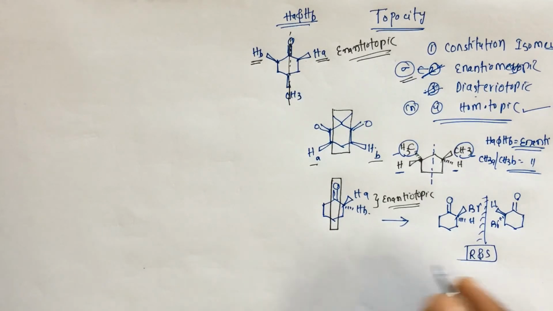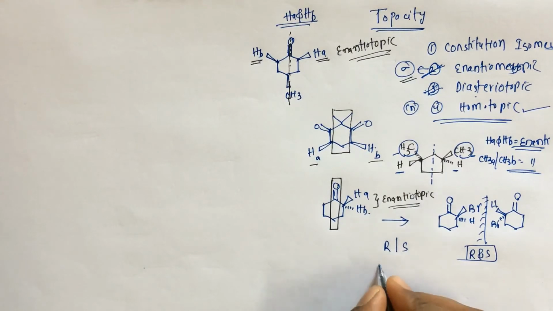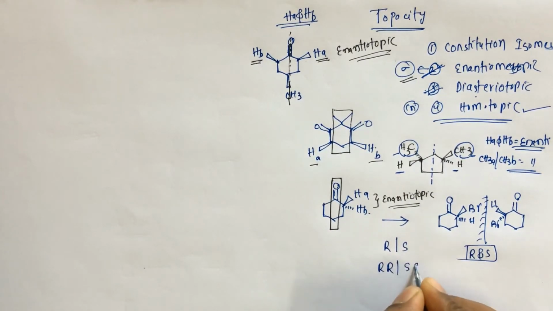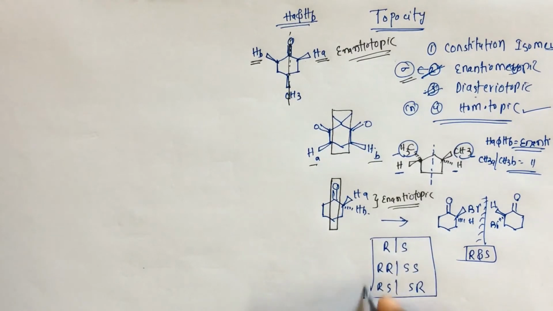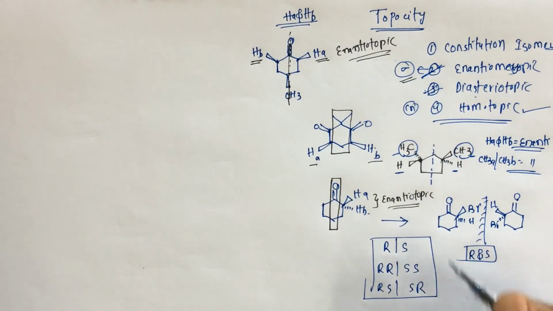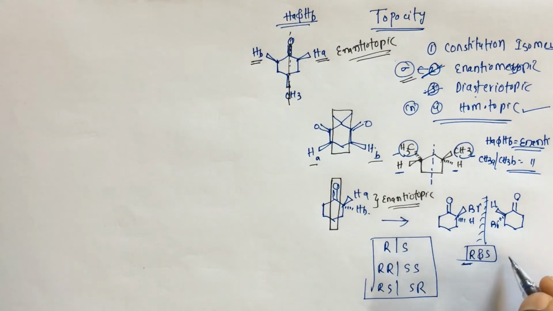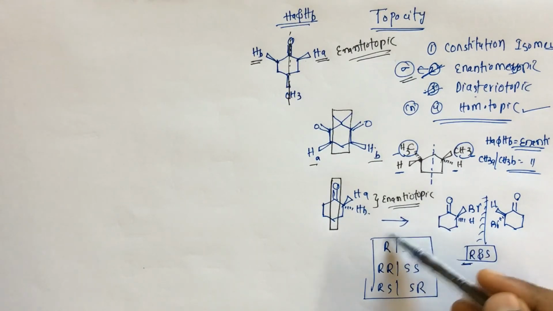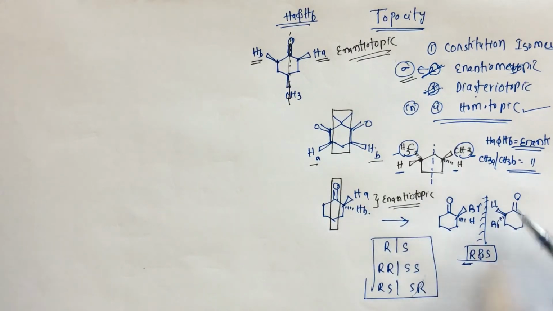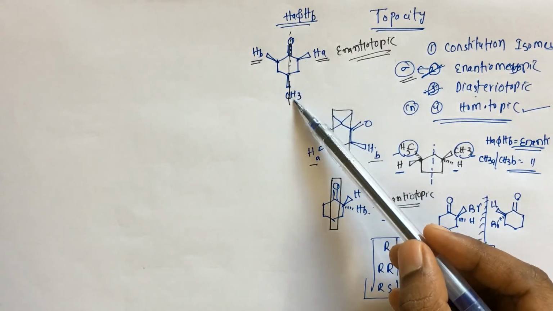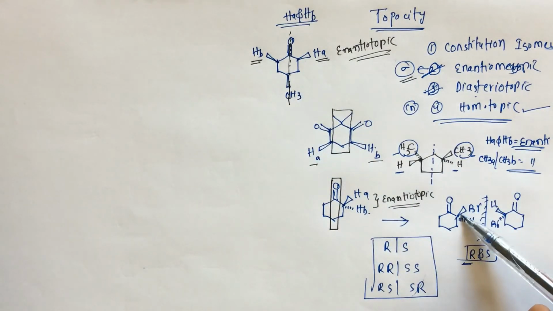So R and S, this comes in the enantiomers: R and R, S and S, RS, SR. These all come under enantiotopic relationship, because mirror image means if R configuration is there, in the mirror image it comes out to be S. So if enantiotopic means they should follow these rules, then it's very easy to identify. Either you can follow the symmetry criteria, or you can also follow the substitution criteria.